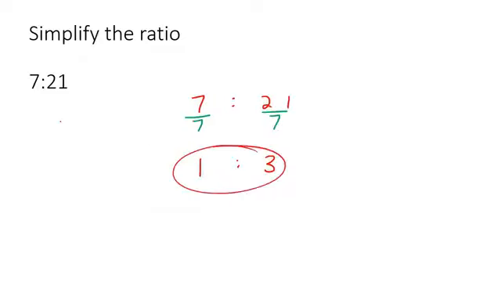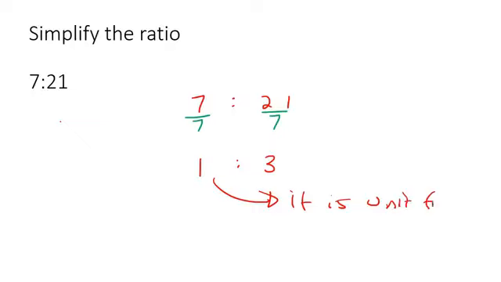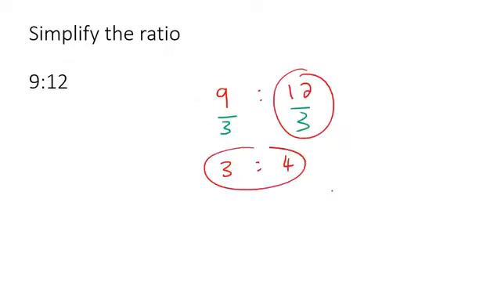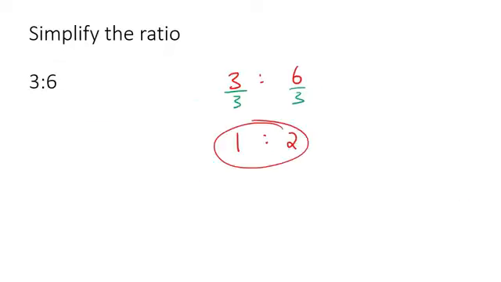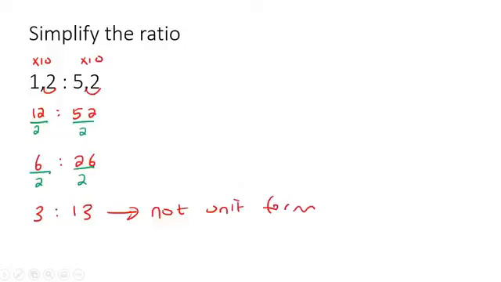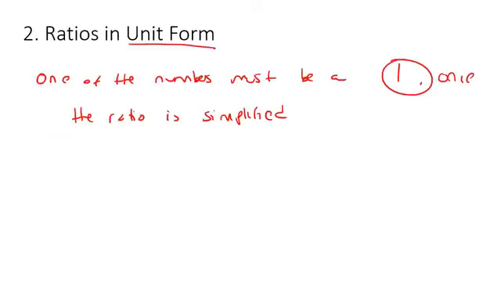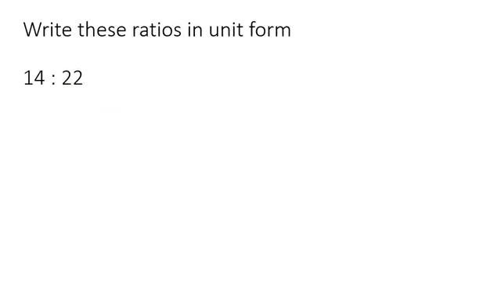This one is unit form because it has a 1 over there. So it is unit form. And then this one is not unit form. This one is unit form. So if we can get one of them to become a 1, then it's called unit form. So it's a very easy way to do it. All you do is the following. You take the smallest number out of these two, which is this one, and you just divide both of them by that.